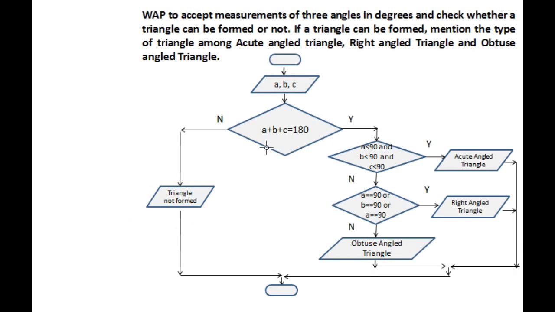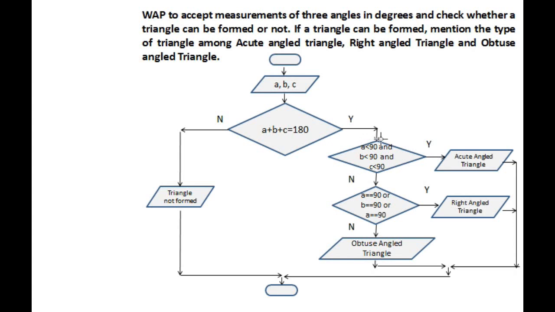Now say the triangle is formed. What do we need to check? We need to check if any of the angles is less than 90 degrees. Sorry, it is not any of the angles, it is all the angles. Like if A is less than 90 and B is less than 90 and C is less than 90. As the logical operator AND is there, we expect that all three conditions should be satisfied and it should be yes. And if it is yes, then in that case we will say that it is an acute angle triangle.